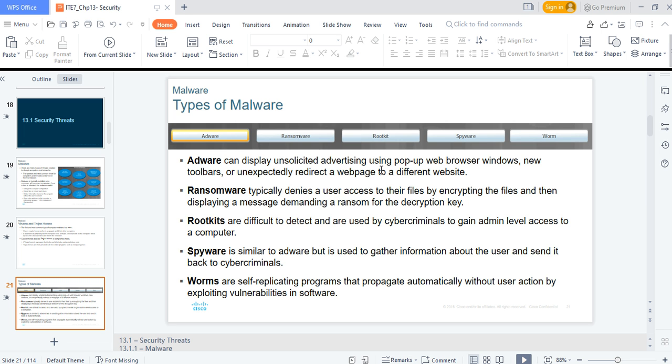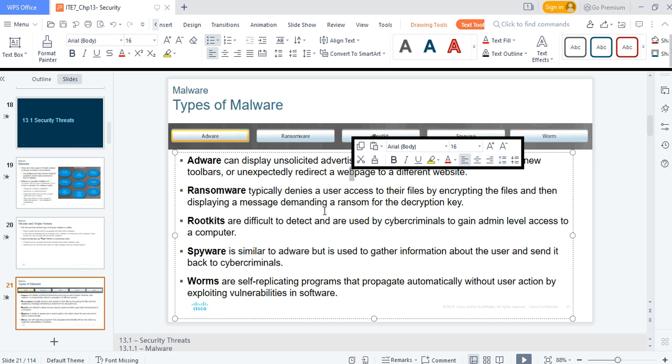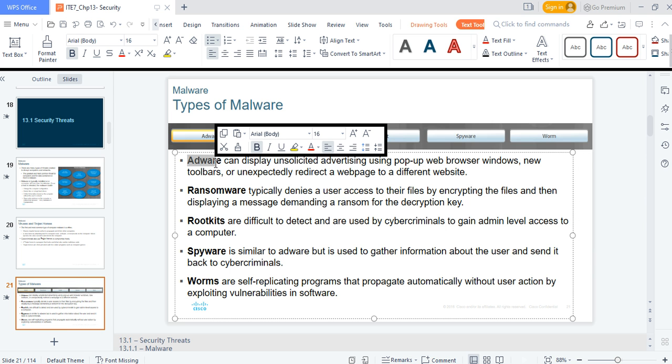Adware displays unsolicited advertising using pop-up browser windows, new toolbars, or unexpected redirects to a web page or to a different website. For instance, I said something about this malware I had sometime in 2007, a political adware, where you just see something like you're working and your browser opens up and it tells you vote for this. It comes up from time to time. So that is a malware, but the type of malware is called adware.